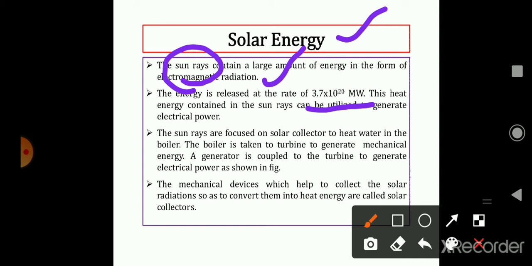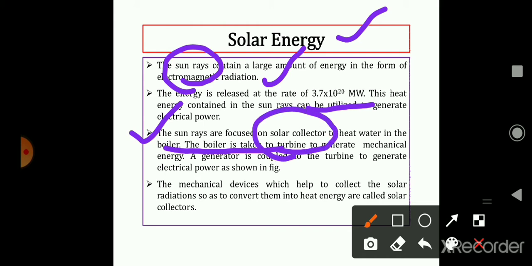So here we want to generate the electrical energy from solar radiation in two ways. In that, first one is we have to collect or extract the heat energy in the solar radiation, and from that we generate electrical energy. For that, what do we do? Here the sun rays are focused on a solar collector.